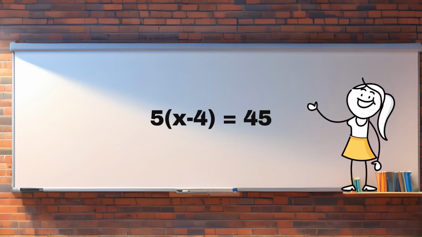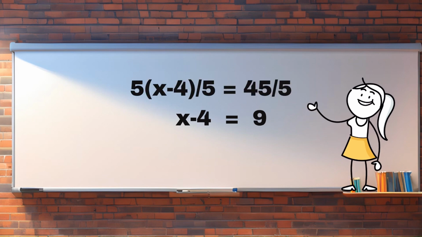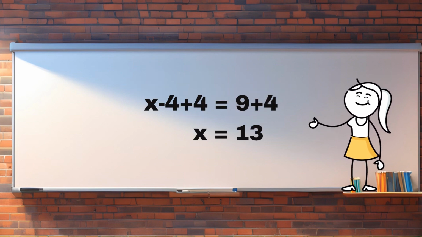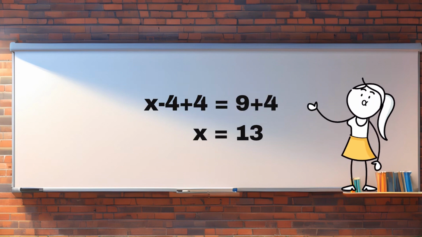In order to solve this, I will first divide both sides by 5 to get rid of the 5 outside the bracket. This will give me x minus 4 is equal to 9. Then I will add 4 to both sides to get rid of the 4 on the LHS. The answer is 13. That was easy. I simply follow one step at a time.